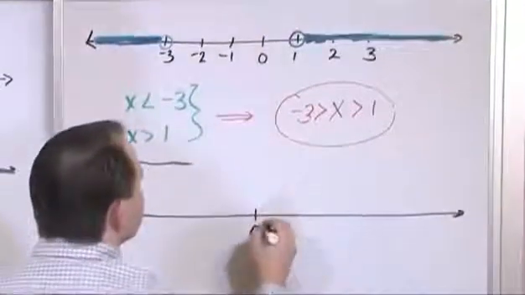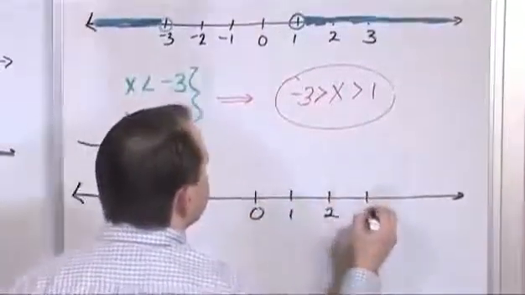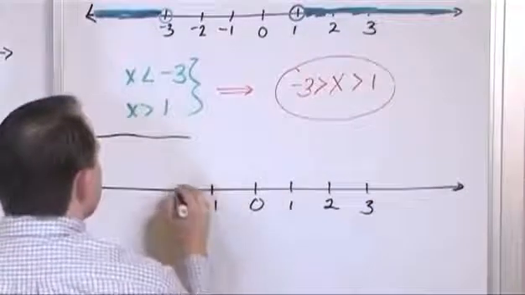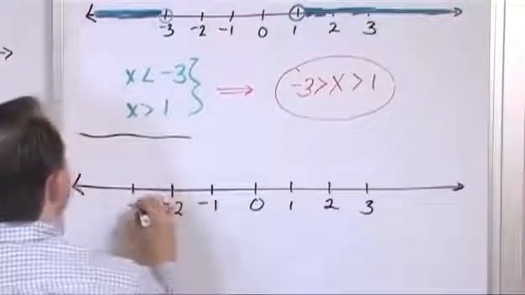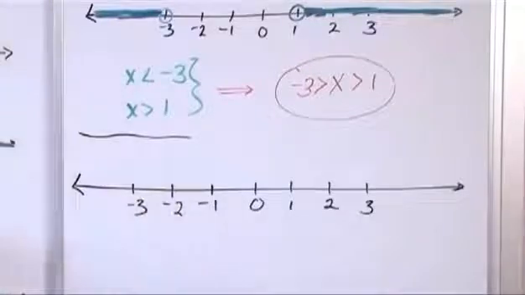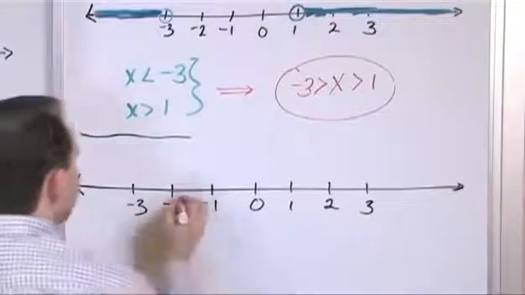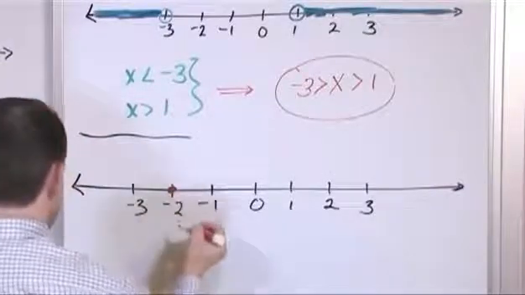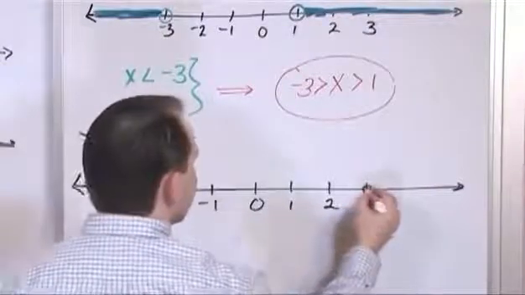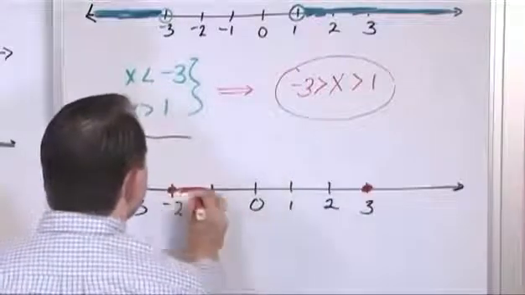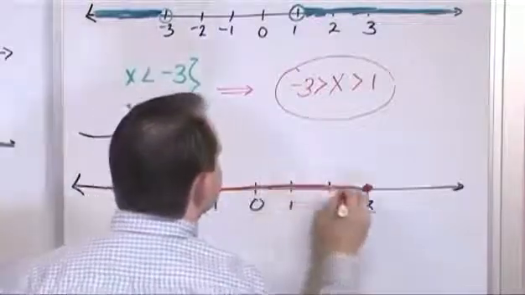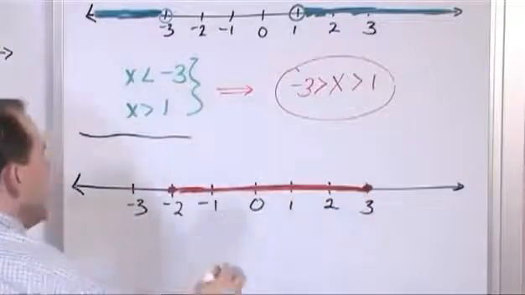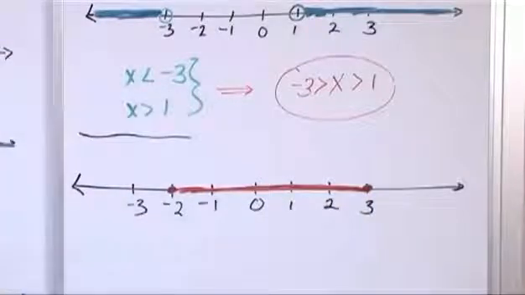So we'll have 0, 1, 2, 3. Negative 1, negative 2, negative 3. And let's say the graph that we're after is going to be, let's change colors a little bit. Let's say negative 2 we're going to have a dot on, and positive 3 we're going to have a dot on, and we're going to shade everything in between these two dots. Question is, what inequality or inequalities could be written to represent that?